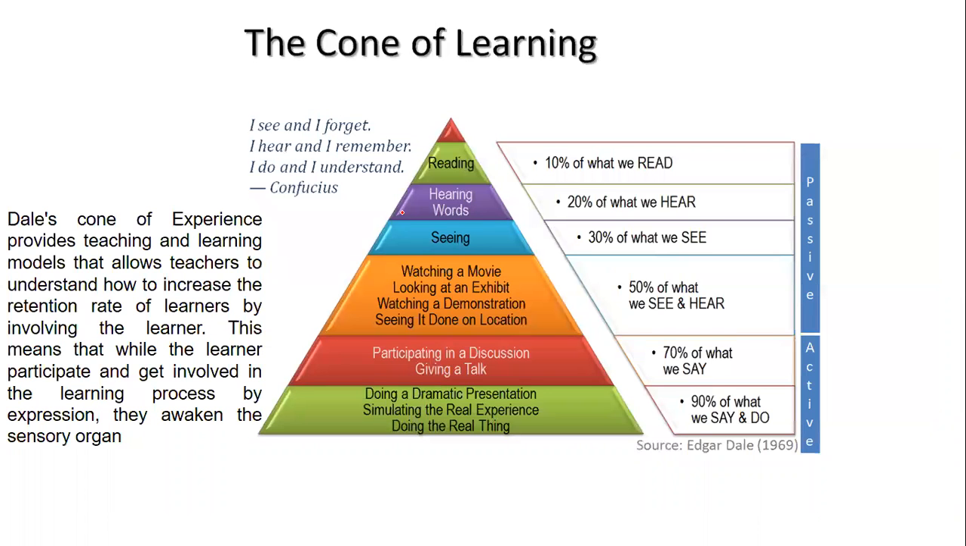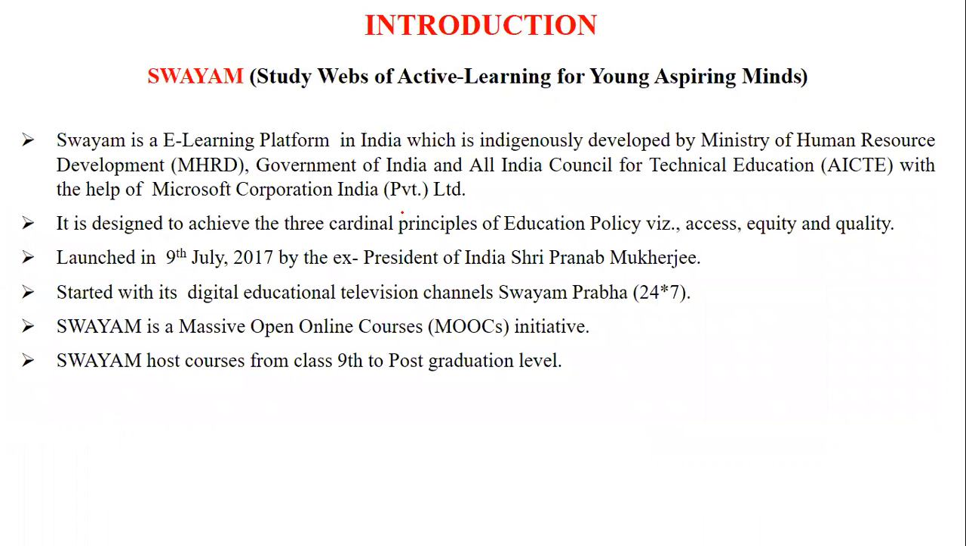The cone of learning, that is Edgar Dale's cone, has percentages: 10% of what we read is kept in mind, 20% of what we hear, 30% of what we see, 70% of what we say, and 90% of what we say and do. So this is about the cone of learning.